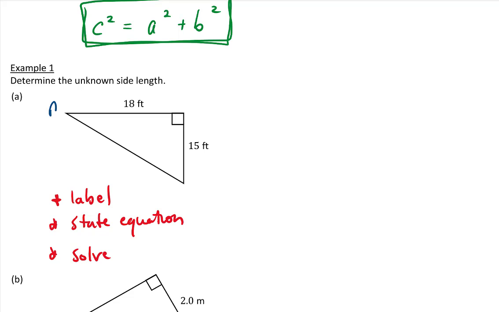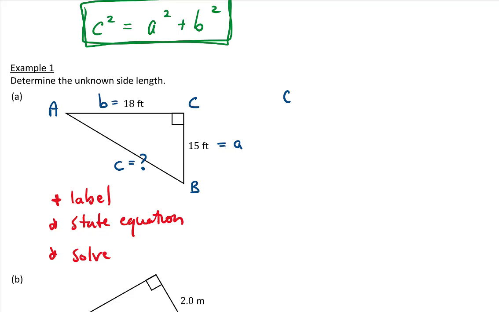So I'm going to call this vertex A, this vertex B, and this vertex C. Across from vertex C is side C. Across from vertex B is side B, which is 18 feet. And across vertex A is side A, which is 15 feet. So C is going to be our unknown. So we've labeled our diagram.